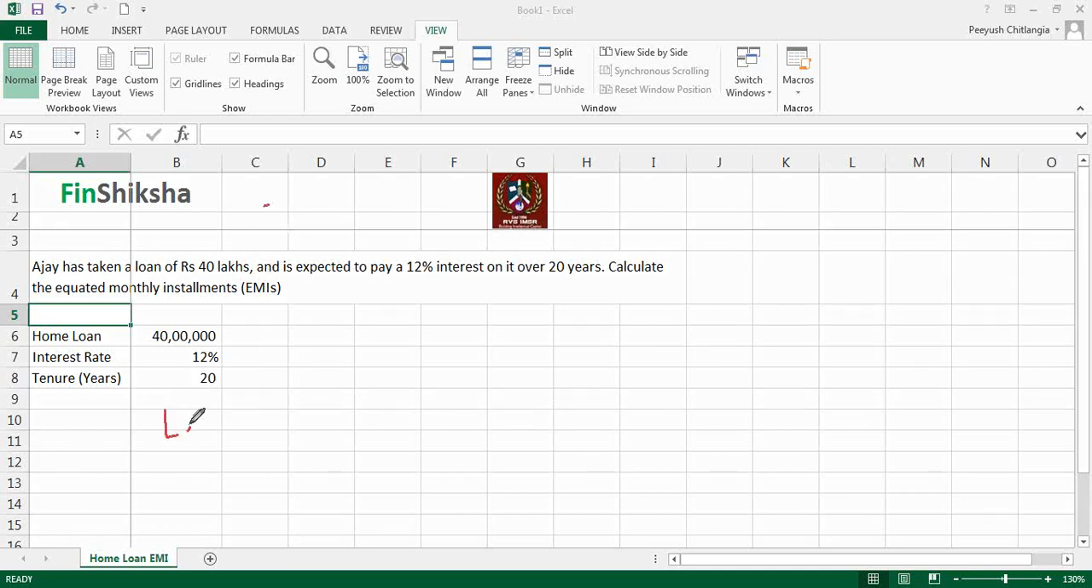So there is a loan that is to be repaid, and when you repay this loan, the repayment happens in the form of what is called equated monthly installments, and this is also known as EMI.